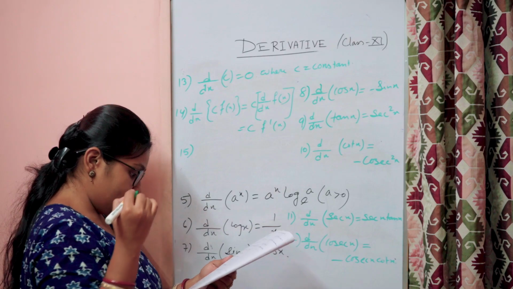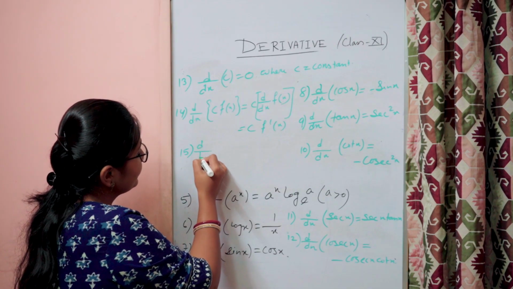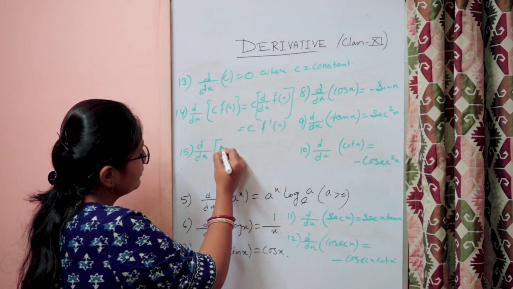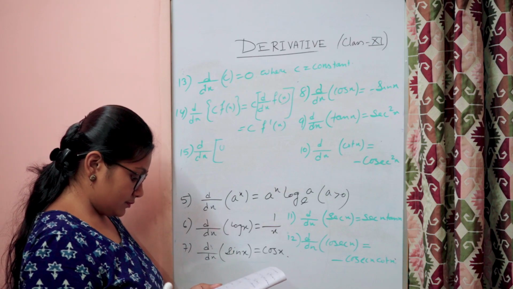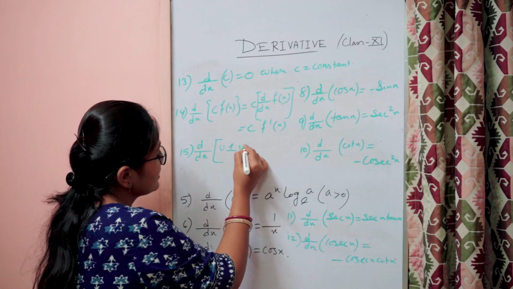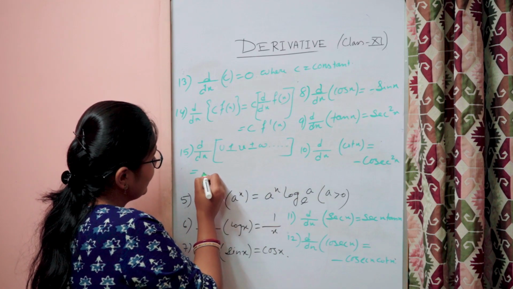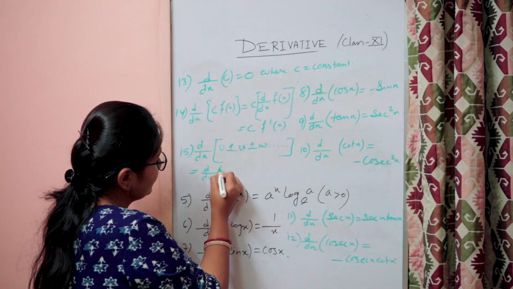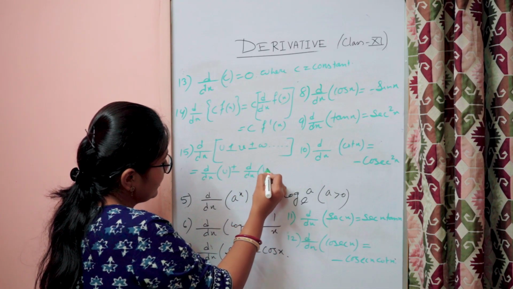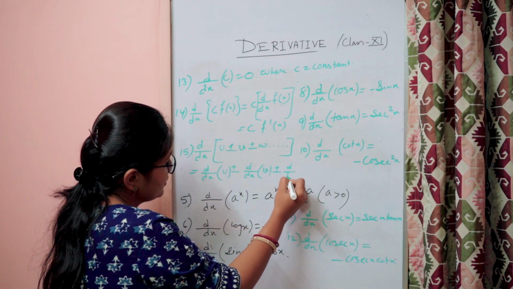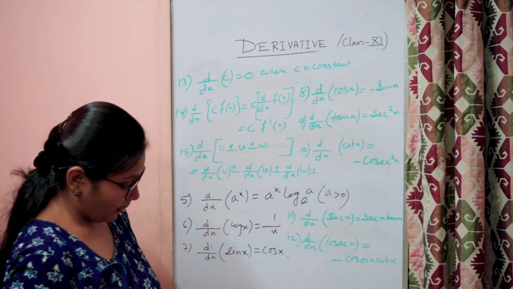Now number 15. If you are taking the derivative of the sum or subtraction of any functions, you have to take the derivative of the individual terms.